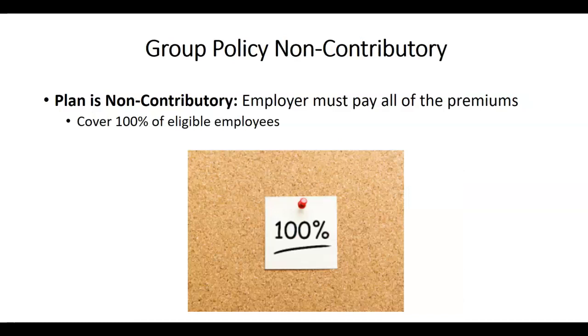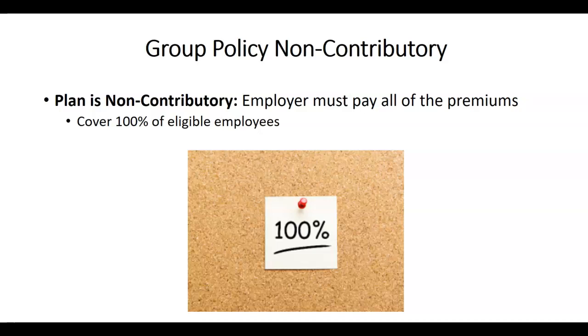Alright, so when we see a group life insurance policy that's non-contributory, what does that look like? With non-contributory, the employer pays 100% of the premiums and requires 100% participation of eligible employees. So with contributory, we need 75% participation. With non-contributory, we need 100%. And that may be a test question that may be asked.